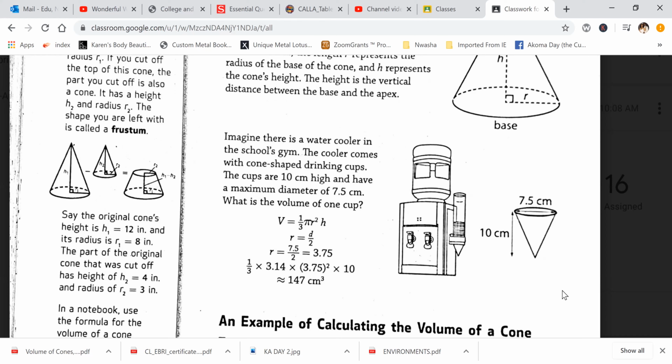So you have 1/3 pi r squared height, and they're saying that the maximum diameter is 7.5. So that's all the way up to the top. That would be if you filled the cup all the way to the top with the maximum amount of water. So of course, that's the diameter. When they're talking about how wide it is, you have to cut it in half, and that became the 3.75. So now it's 3.75 squared, 1/3 times 3.14 times 10. And it's about 147 cubic centimeters.